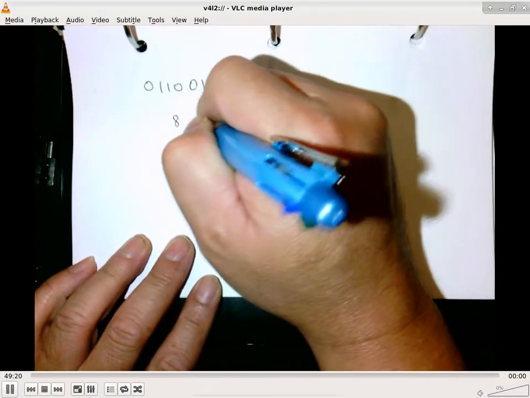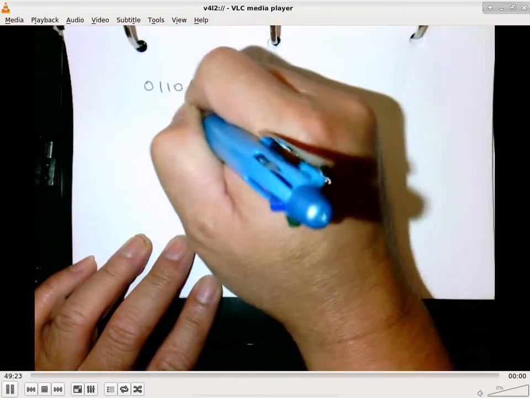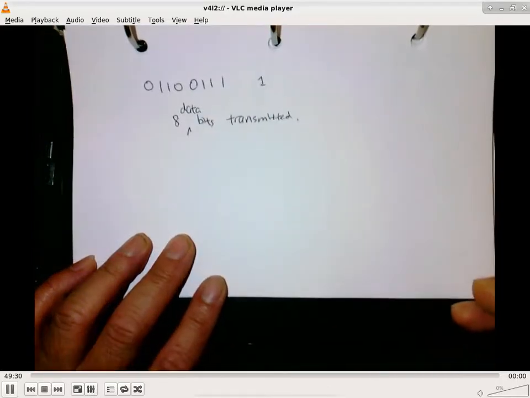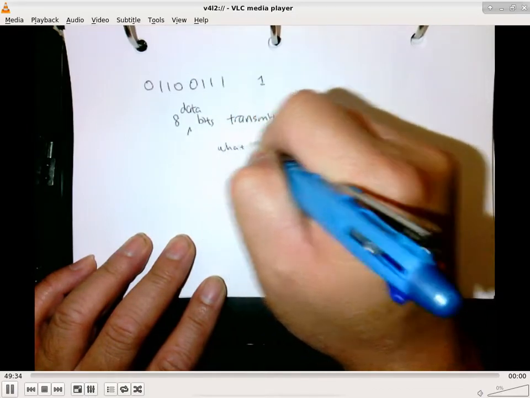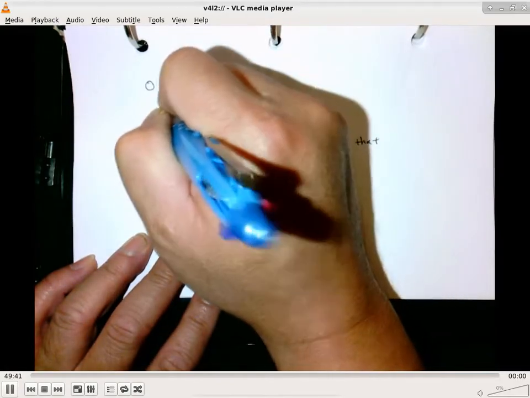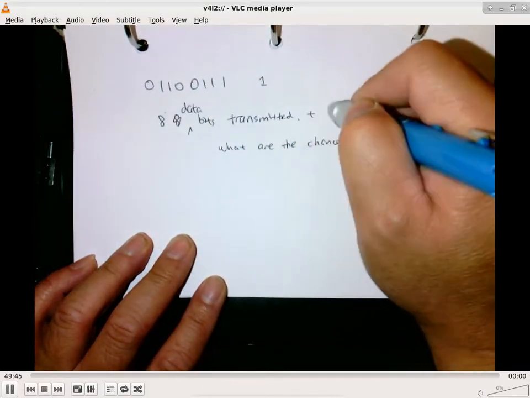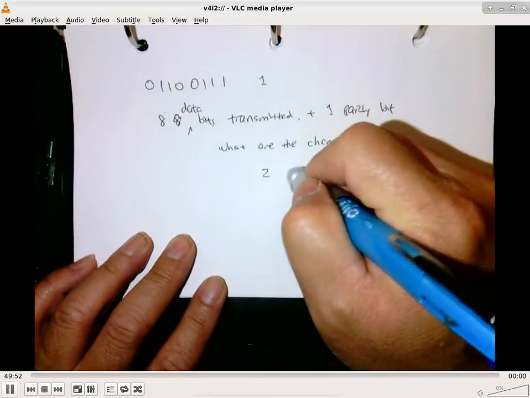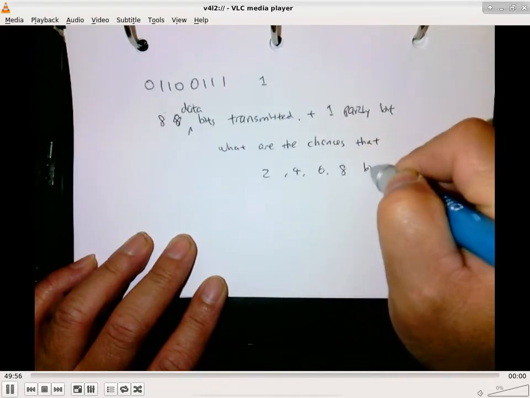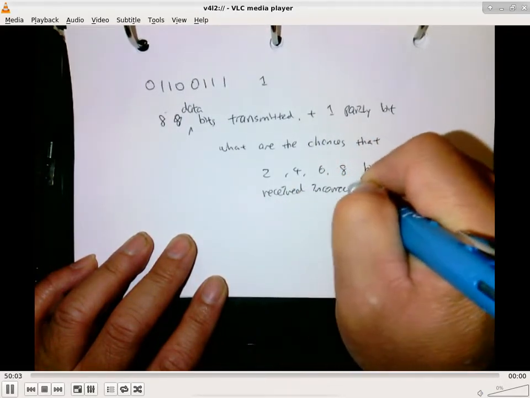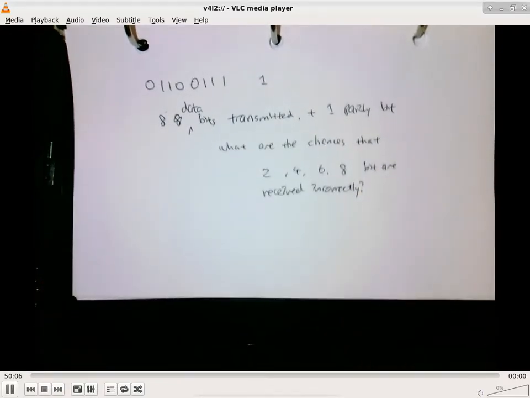So we're basically saying 8 bits transmitted. Okay, 8 data bits, not counting the parity. Transmitted. Okay. So I can ask, what are the chances? Okay, I should say 9, because 8 data bits transmitted plus 1 parity bit. What are the chances that 2, 4, 6, or 8 bits are received incorrectly? Because this probability tells me about the probability of having an actual transmission error but not caught by the parity bit.